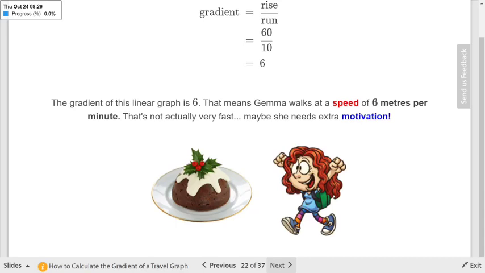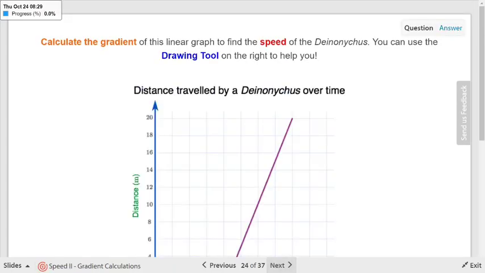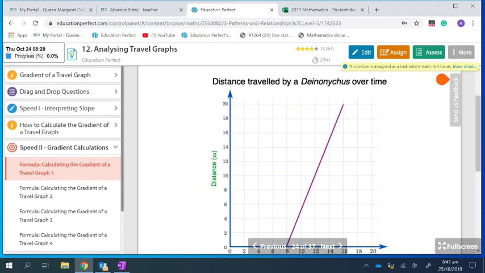Your units, again, your rate or speed is simply the same as the gradient, right? So, a speed of 6 meters per minute. Watch your units. And then you get to your homework. So there we are. All right.